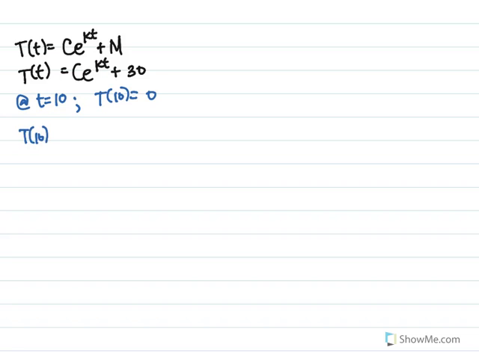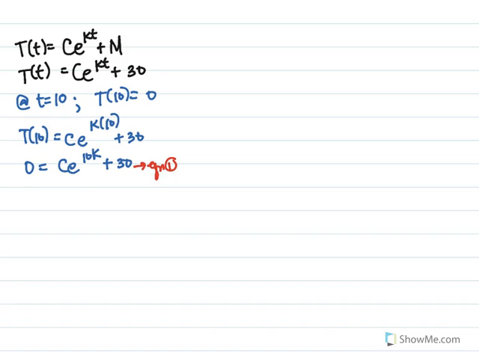Okay, so dito sa equation na to, si M lang muna yung may ilalagay natin. So T of t is equal to Ce to the kt plus 30. And then we impose the given conditions. At t equal to 10 minutes, temperature at 10 is 0 Fahrenheit. So that's T of 10 equals Ce to the K times 10 plus 30, or 0 equals Ce to the 10K plus 30. So let's call this equation 1.